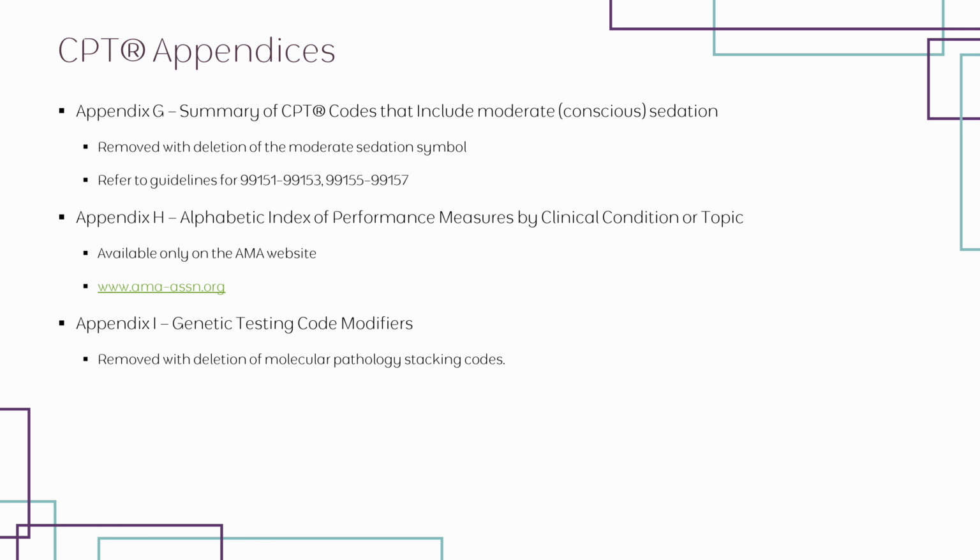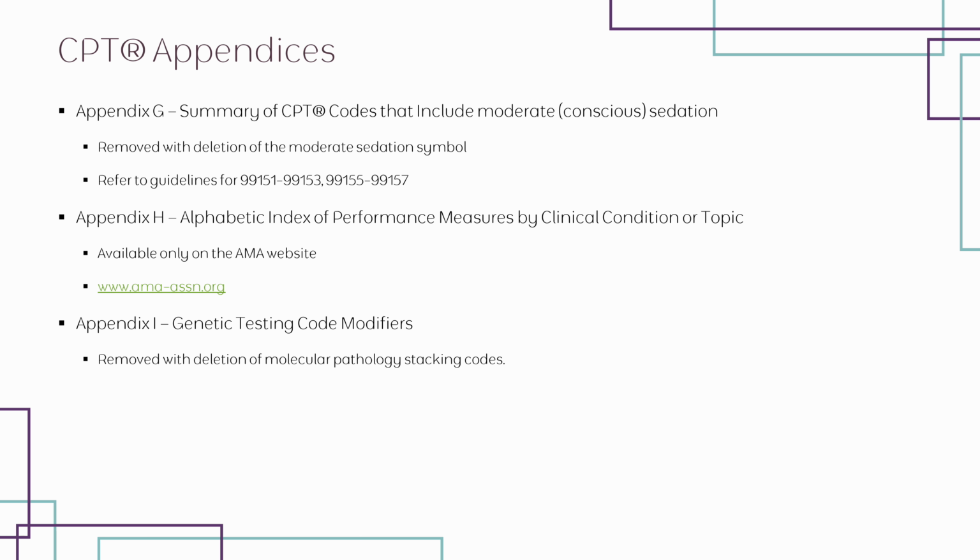Next is Appendix G. Previously, Appendix G contained a summary list of all CPT codes that include moderate conscious sedation. However, the guidelines for moderate conscious sedation were updated, and Appendix G has since been deleted from the CPT codebook. The book now refers coders directly to the new guidelines and codes for moderate sedation, which are 99151 through 99153 for services that are provided by the same physician, and 99155 through 99157 for services that are provided by a different physician.